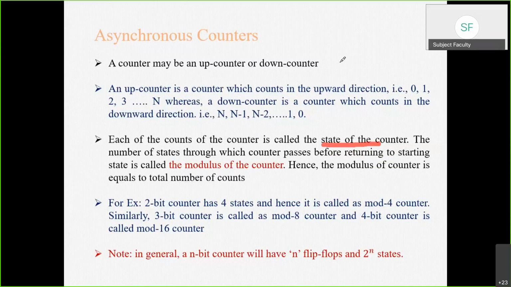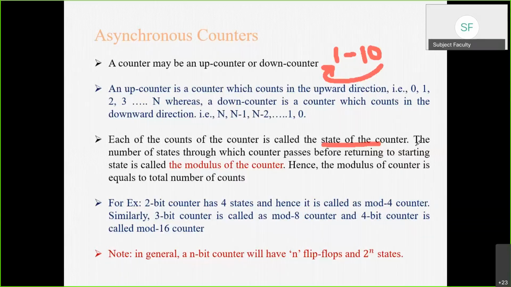Just for the sake of understanding, suppose I have a counter which is counting from 1 to 10, and after 10, what is happening? It is again from 1. So I have a counter which will count only 10 states, because each count of counter is called the state of counter. So total 10 states of the counter are there. Okay, from 1, 2, 3, 4, 5, 6, 7, 8, 9, 10.